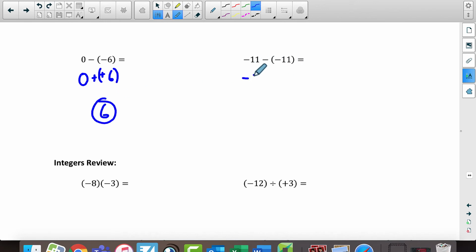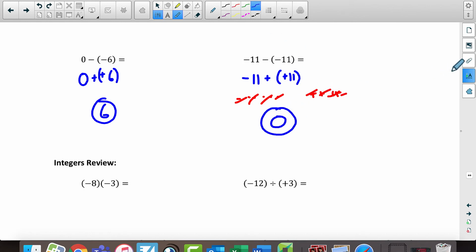Keep the first number the same. We don't want to subtract. We want to add. The opposite of negative 11 is positive 11. What do you have more of, negatives or positives? Whoa, wait a minute. We have the same amount. What's going on here? Well, if you have 11 of the negatives and 11 of the positives, they're just going to cancel each other out, right? All 11 are just going to cancel, cancel, cancel, cancel. So you have nothing left. You have 0.